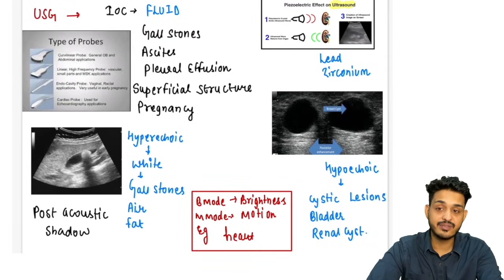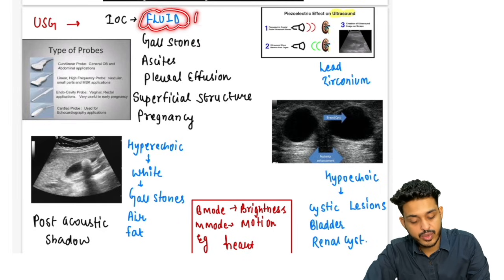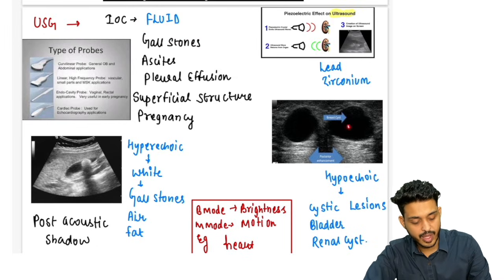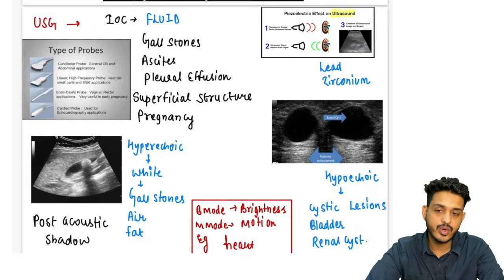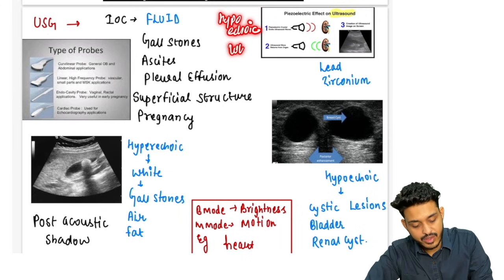Ultrasound is the investigation of choice in the cases of fluid anywhere. Remember I told you fluid anywhere. Anywhere you are going to have blood, what is going to happen? This fluid is going to appear anechoic or hypoechoic. We call black hypoechoic. White we call hyperechoic.